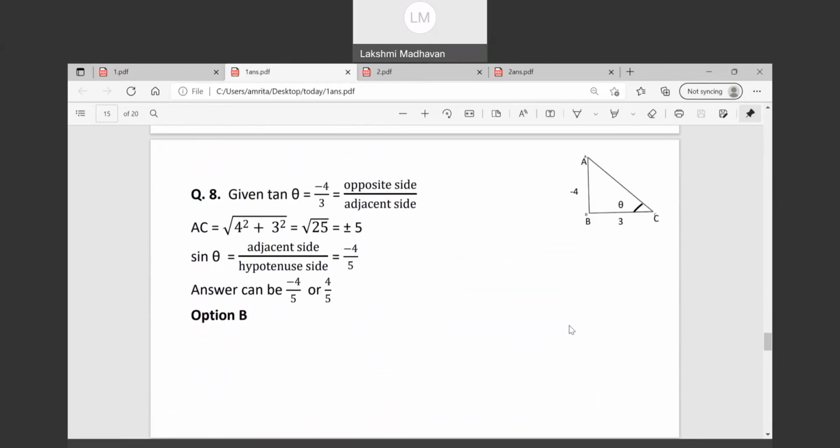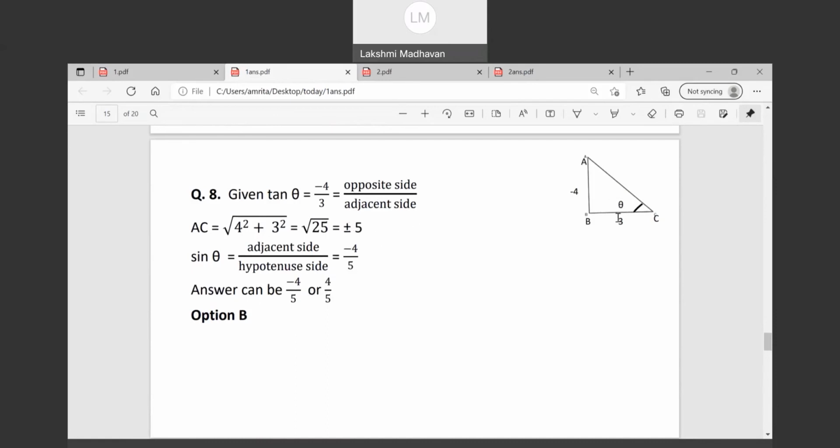So tan theta is equal to minus 4/3. There is no need of pen and paper to solve this question. I know tan theta is opposite side by adjacent side. So I have just marked this here. So I know what will be the other side. It's 5, right? The value will be plus or minus 5.